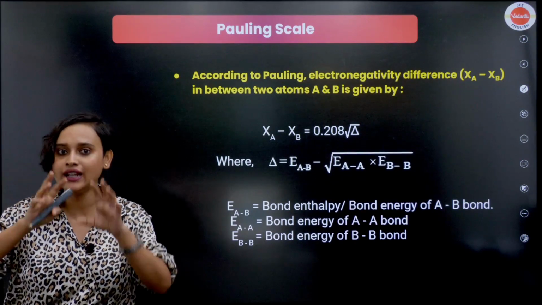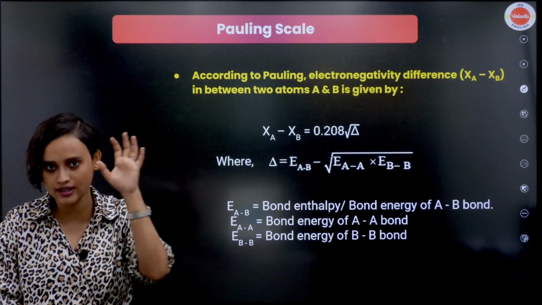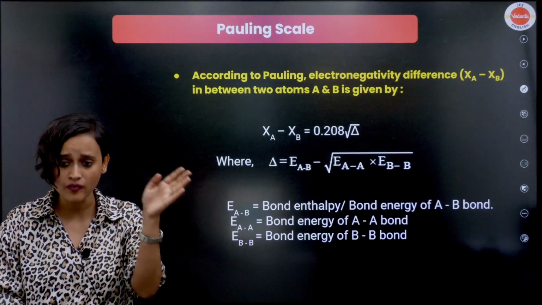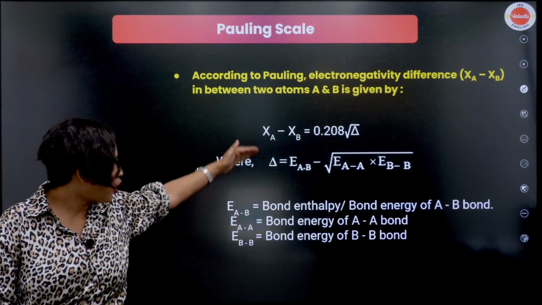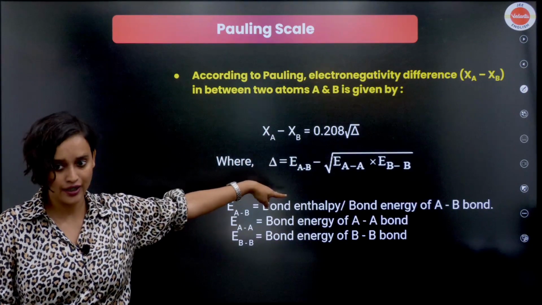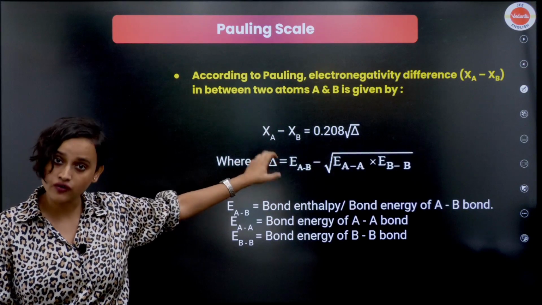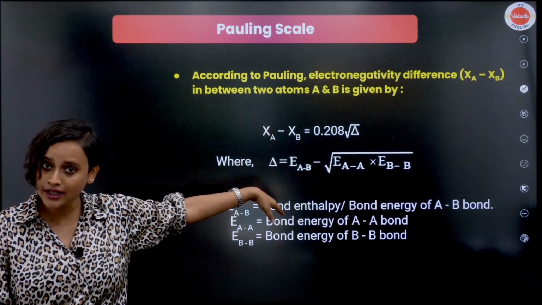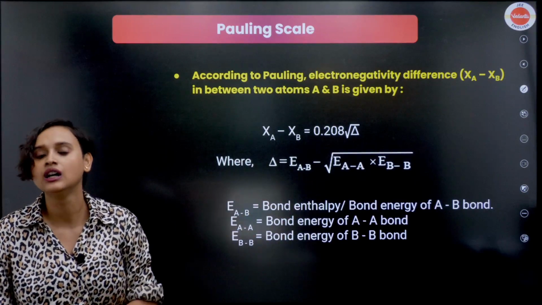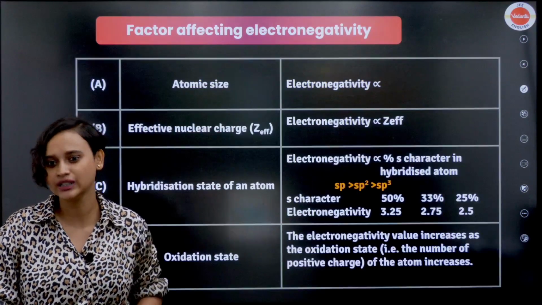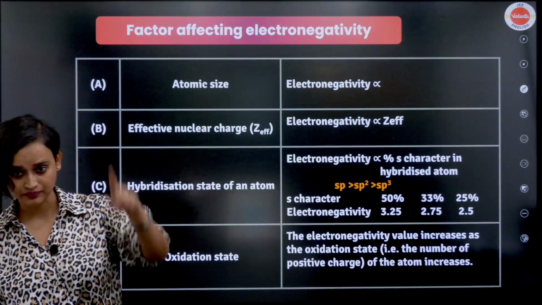Okay. So let's say there is carbon and there is oxygen. When I'm trying to find the delta, what I'll do is take the bond enthalpy of carbon and oxygen minus root over the bond enthalpy of carbon and carbon multiplied with the bond enthalpy of oxygen and oxygen. That will give me the result. Understood? So what are the factors that affect electronegativity?